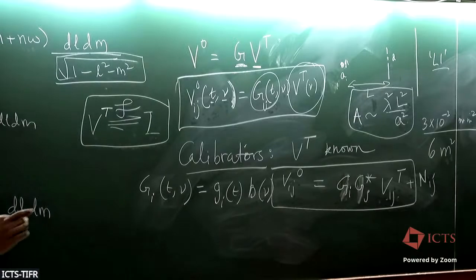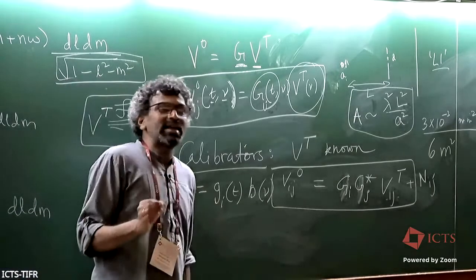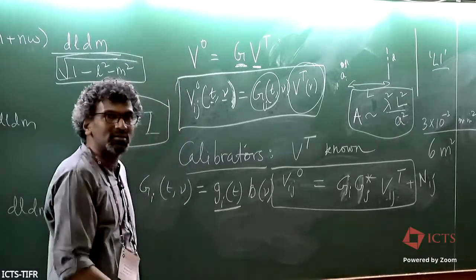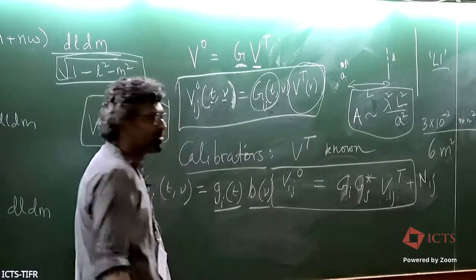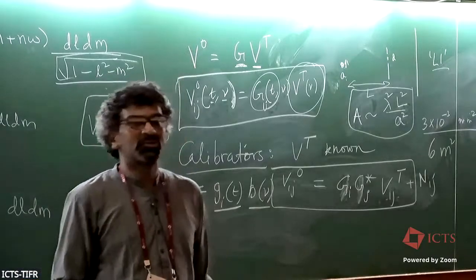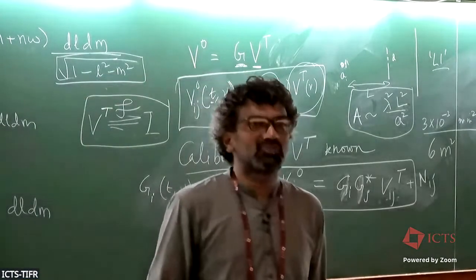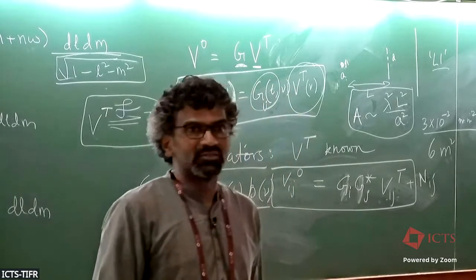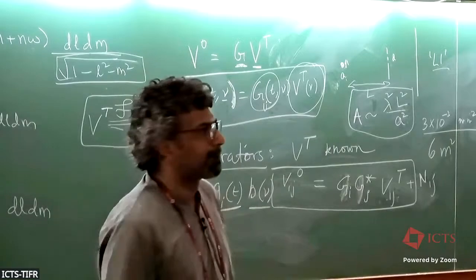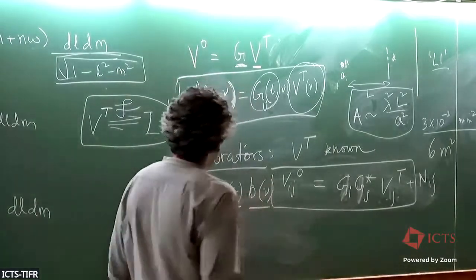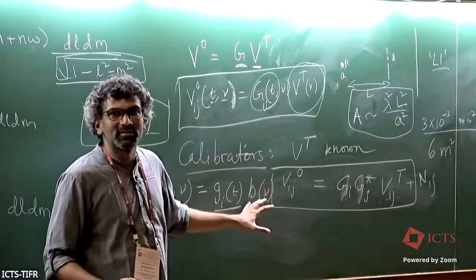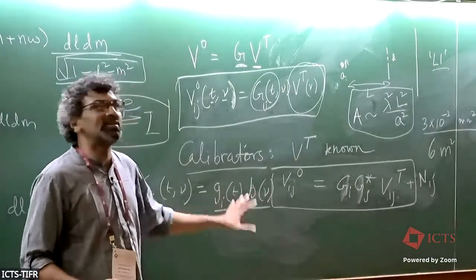And generally, when people refer to gain calibration, they are referring to only this part. This term is called the band shape of your instrument, or bandpass of your instrument, and that calibration is called a bandpass calibration. Now, this assumption is certainly wrong. It is a simplifying assumption, but it is certainly wrong.